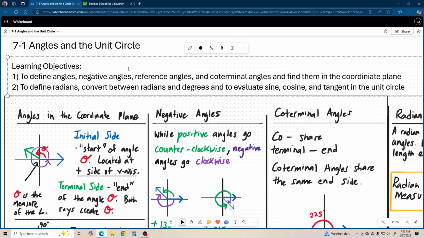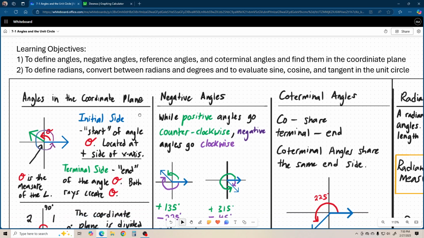Today we are going to define angles, negative angles, reference angles, and coterminal angles, and find them in the coordinate plane. And then we're going to define radians, convert between radians and degrees, and evaluate sine, cosine, and tangent in the unit circle. So at the beginning it's going to be a lot of defining things, just understanding some of our key terms for trig going forward, and then from there we're going to talk a little bit about radians, and a little bit about how the unit circle works and how that relates to the three trigonometric ratios that you guys already know.